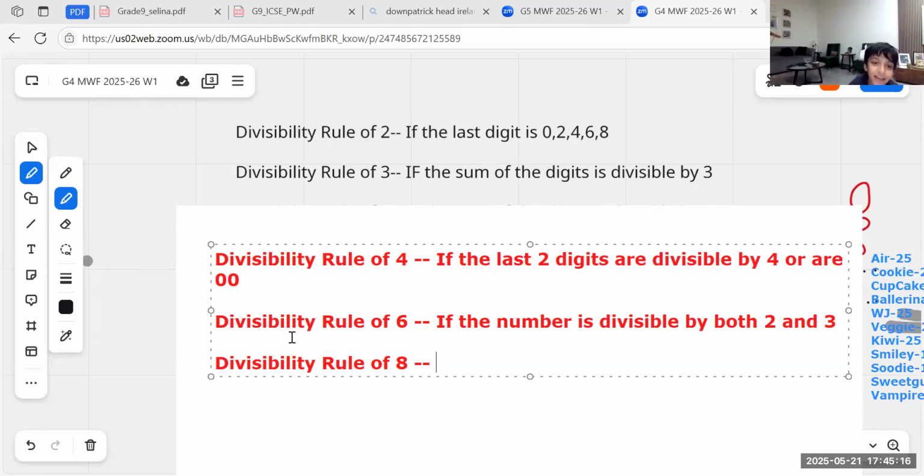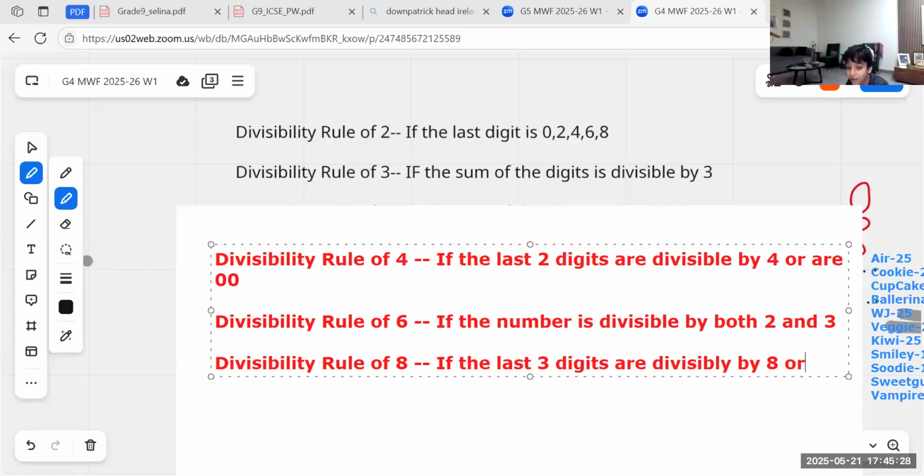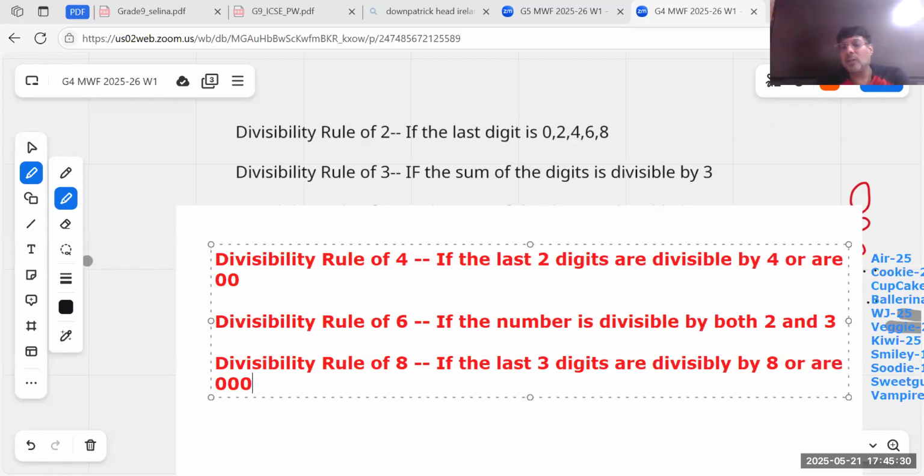If the last three digits are 0. No, if the last three digits are divisible by 8 or are 0 0 0. So Devam and WJ, repeat 5 times.